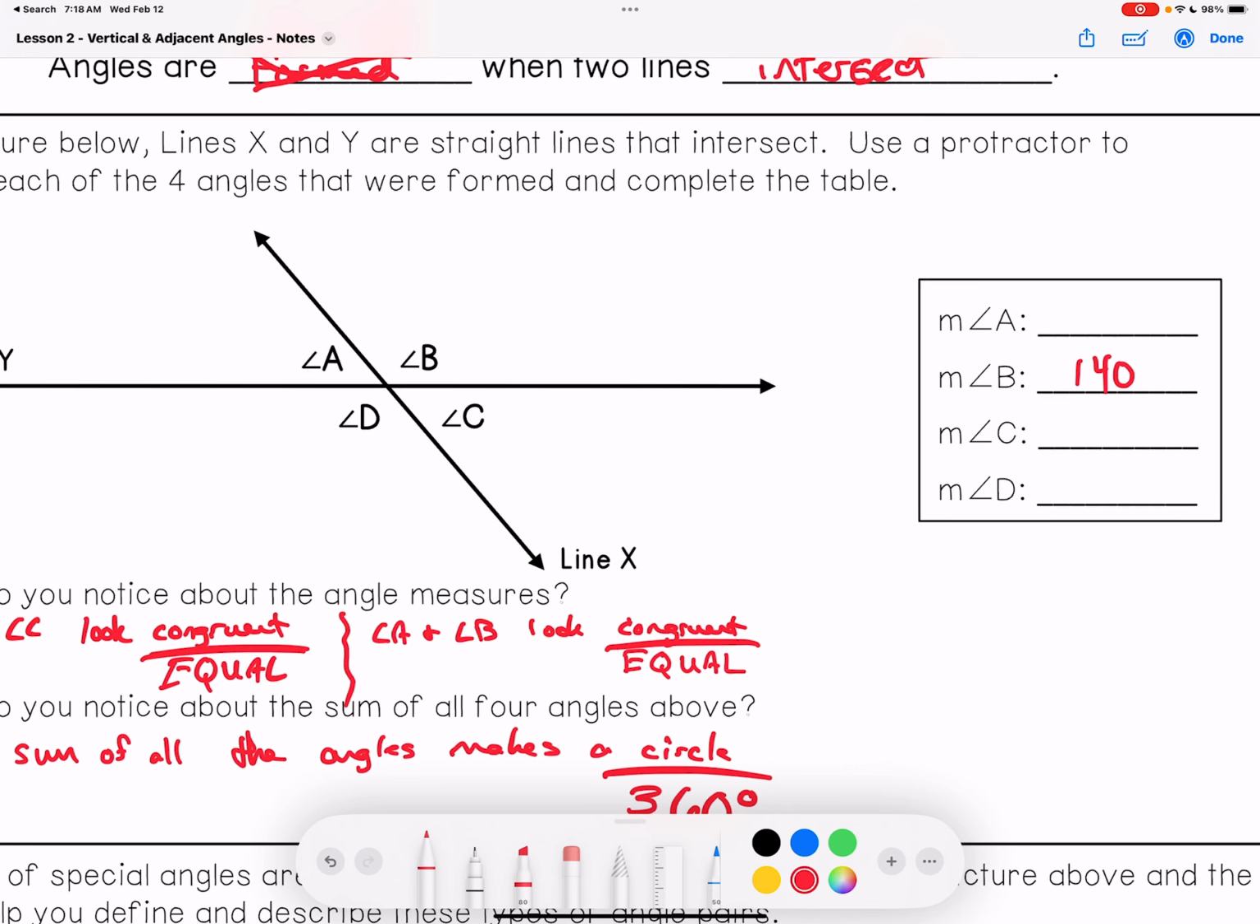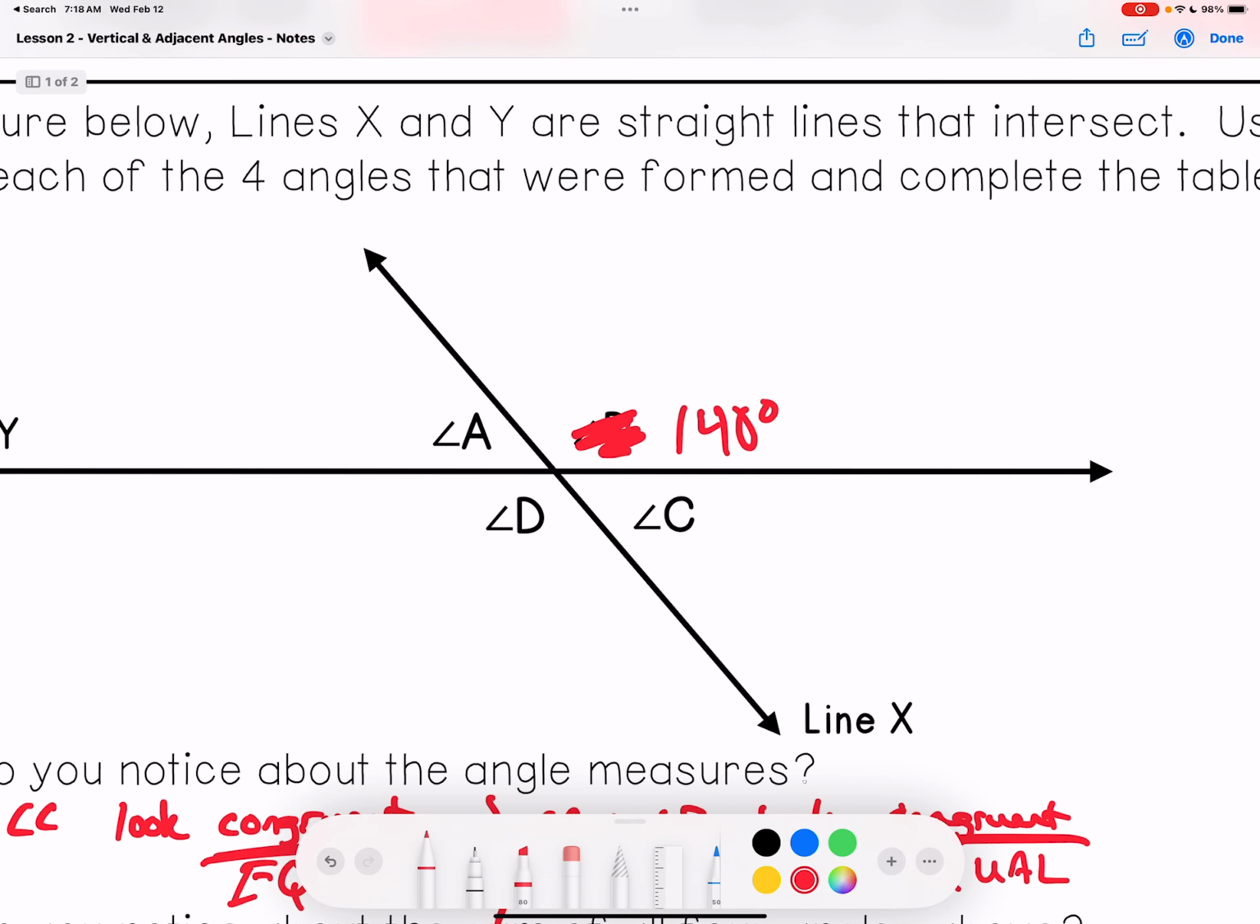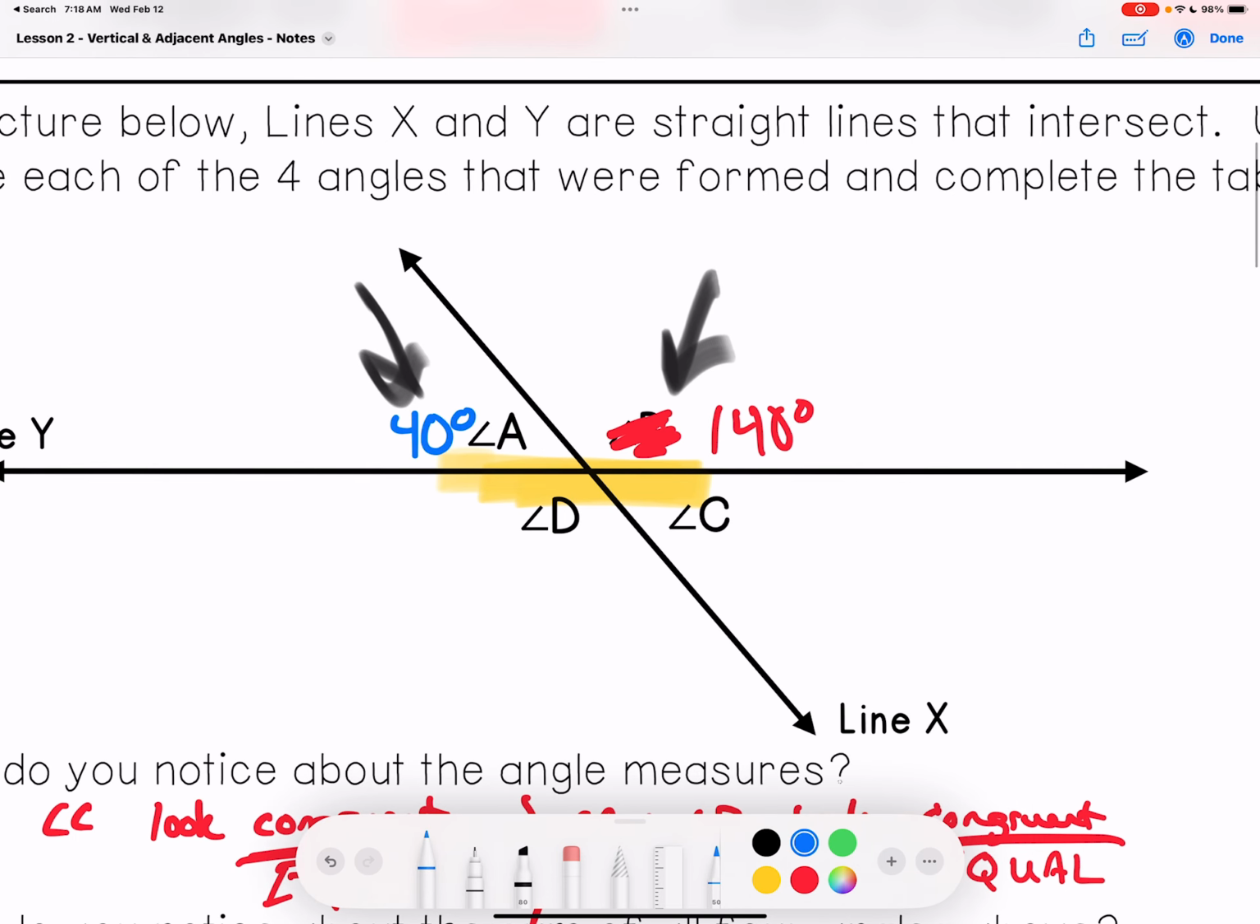Now that we have B, we can figure out the rest of them, guys. Look at this. You ready? We know that these two make 180. So if this side is 140, what do you think this side is going to be? Right, 40. Okay. Now, these two make 180. If this side right here is 40, what is the other side going to be? Yeah, you guessed it, 140.